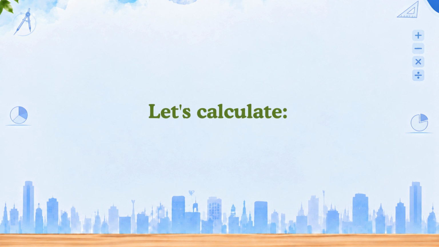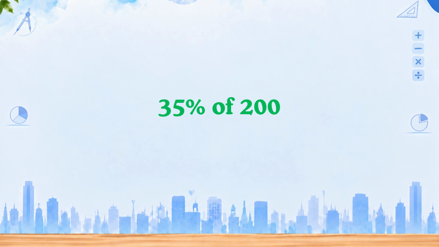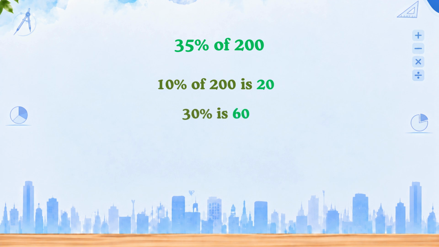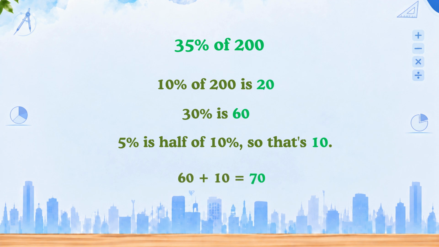Let's calculate 35% of 200. Let's start with 10%. 10% of 200 is 20. 30% is 60. 5% is half of 10, so that's 10. Finally, 60 plus 10 equals 70. Therefore, 35% of 200 is 70. Breaking percentages into smaller parts often makes calculations much easier.